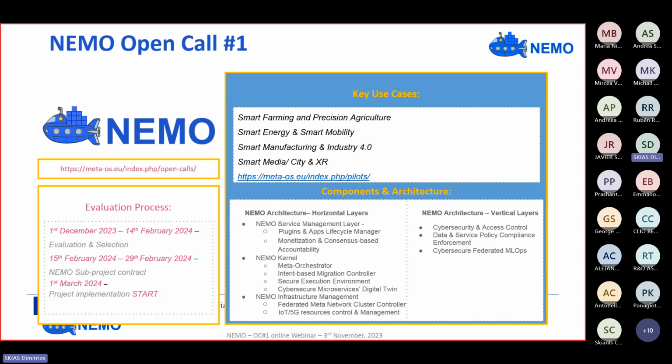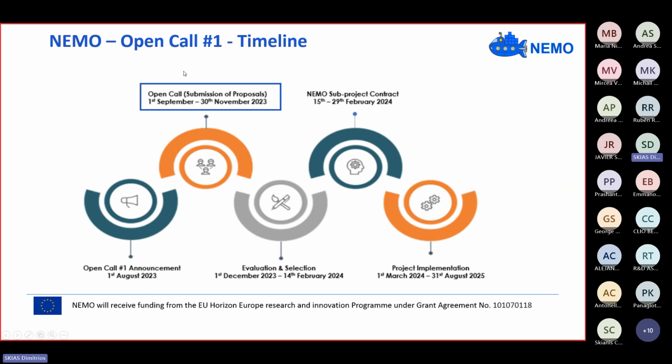And some information on the evaluation process and on the timeline of the project. If you can see here, the call was announced in August 2023, and the submission time window lasts from September 1st until the end of November, which is where we currently stand. Then, from December until mid-February, we'll evaluate the proposals and select the 6 projects that will join us. We'll have the second half of February to finalize the sub-project contracts. So this is also the process.